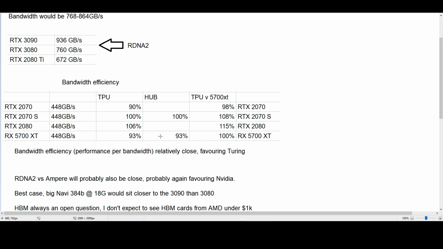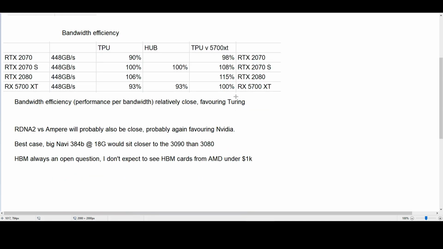The reviews all generally show around these numbers, and we see that relative to the 5700 XT, we can get maybe 15% performance for the given memory bandwidth. So we say the memory bandwidth efficiency, the performance we get per bandwidth between these two architectures, is relatively close. It favors Turing, but they're not that far apart. And I think we can make the same assumption for RDNA 2 versus Ampere.